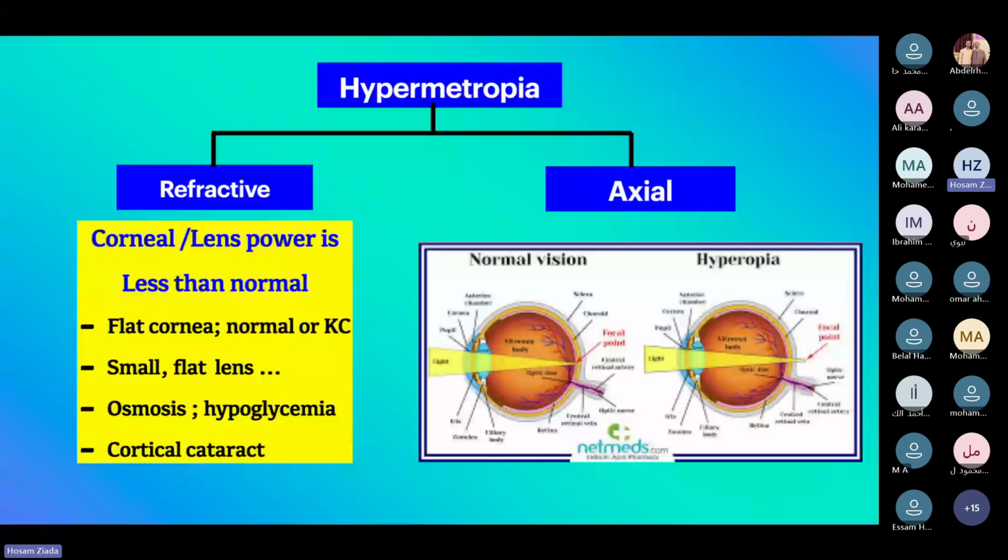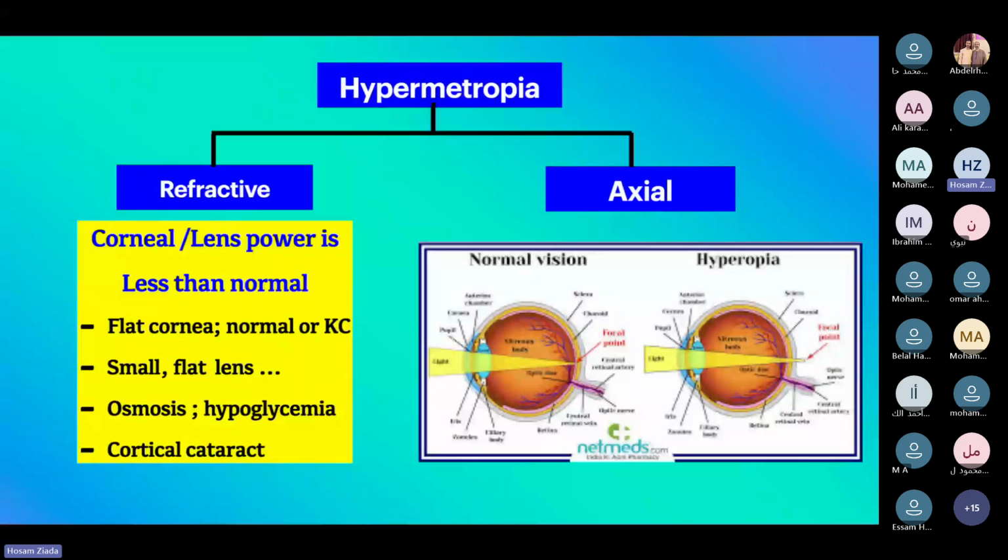In the cortical cataract there will be a refractive change in the power of the lens. The peripheral part of the lens in the cortex will make the light divergent, because the cortical cataract will decrease the power of the nucleus. So the light rays will be more divergent, and when they meet again to form the focus, this focus will be behind the eye.